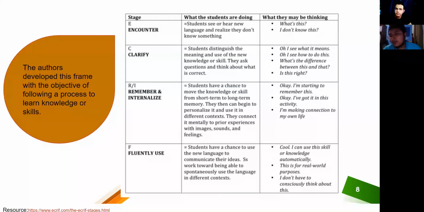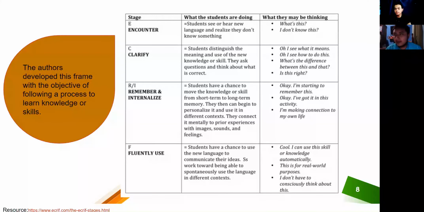Now, what they might be thinking, as it says there in the chart: okay, I'm starting to remember this, okay, I've got this in this activity, I'm making connections to my own life, and they start figuring out how this works, how all these processes start working inside of their heads.